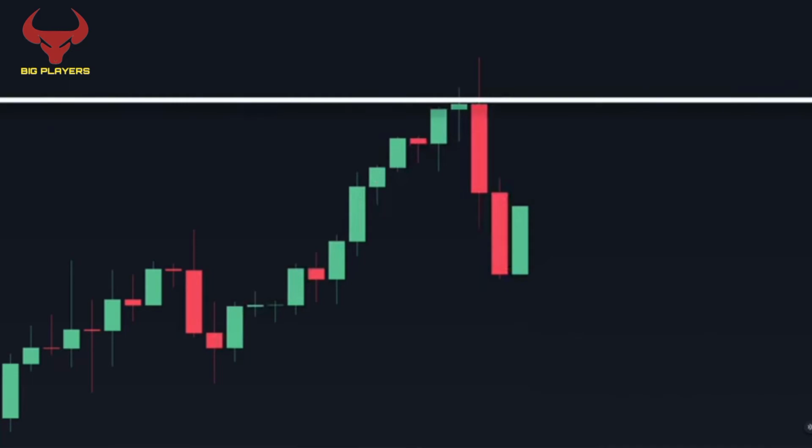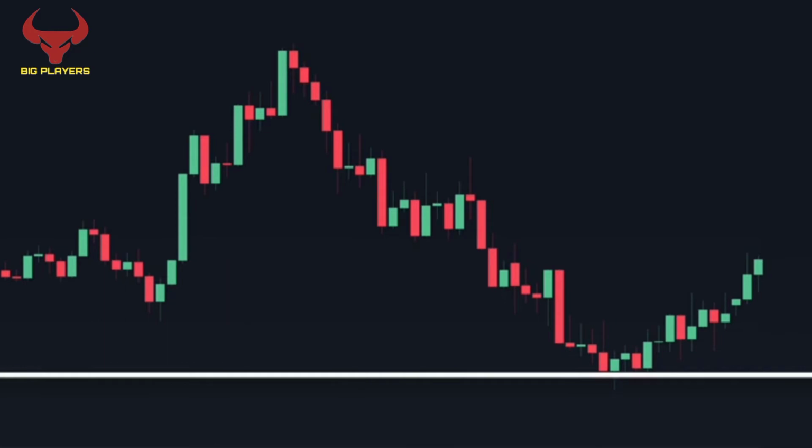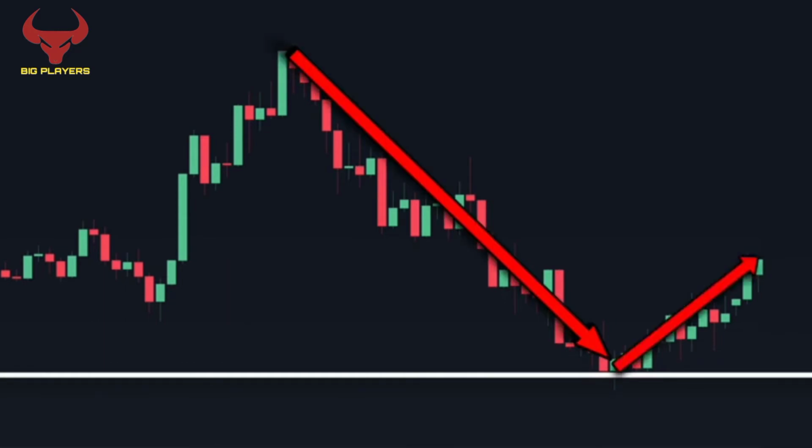It also works for swing lows as well. Here, we can see that there aren't any multiple rejections that formed yet. So you can just draw a support line here, as prices went down, then reverses upwards drastically.